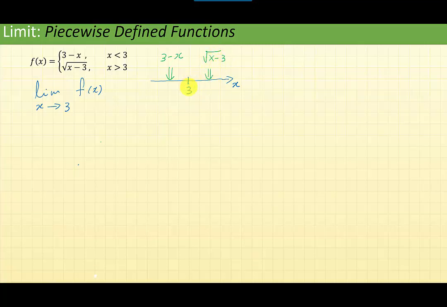So 3 serves as a boundary between these two functions. When you want to find the limit at such a point, we need to find the left limit and the right limit. Therefore, we want to find the limit as x approaches 3 from the left of f of x. We want to know how much that is. And also we want to find the limit as x approaches 3 from the right of f of x.